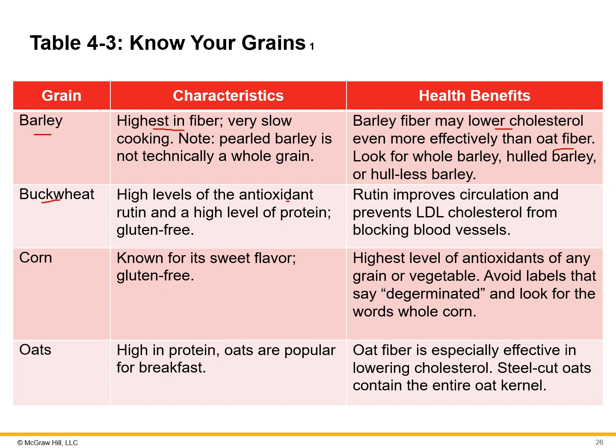Buckwheat has lots of antioxidants in it, and it has a carbohydrate called rutin that improves circulation, but also prevents LDL cholesterol from blocking those blood vessels. Corn, of course, is known for its sweet flavor, doesn't have gluten in it, and helps with those antioxidants. But again, you want to avoid things that are degerminated. And then oats, again, thinking about oatmeal, have lots of protein, are common in our breakfast foods, and are especially effective in lowering that cholesterol. But again, barley is actually a little bit better.